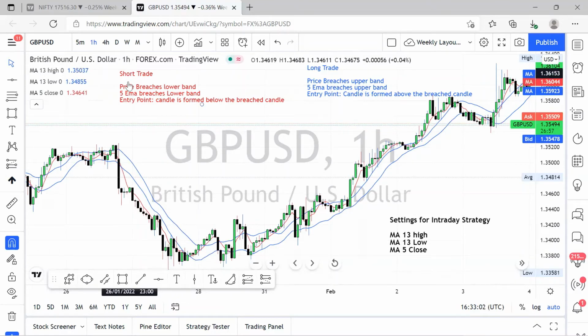So short trade: price breaches the lower band there, and the 5 EMA crosses the lower band as well.